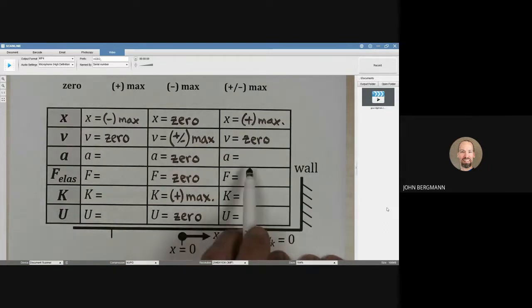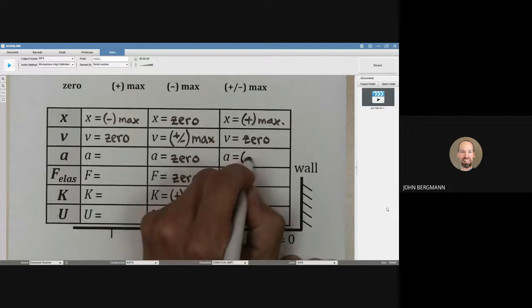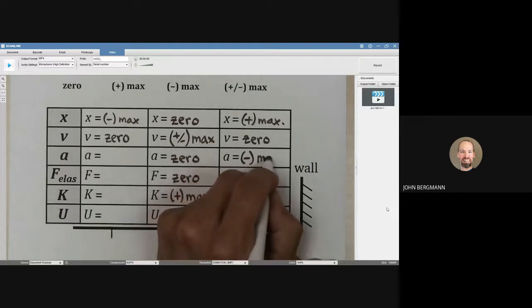The acceleration is going to be a maximum value, and when we're at this location here, the displacement is positive, but the net force is going to be in the other direction. It's going to be in the negative direction. So this A right here is going to be a negative maximum.